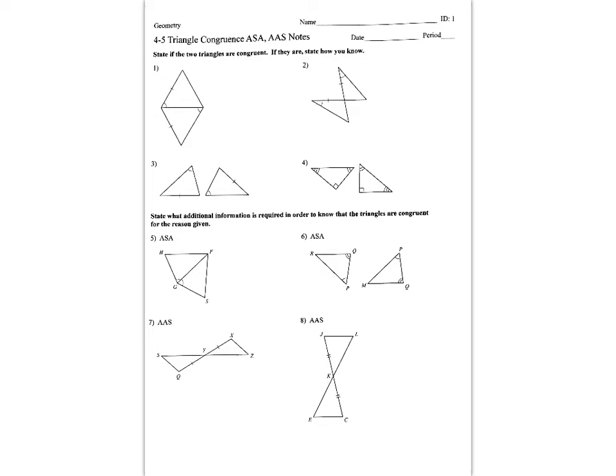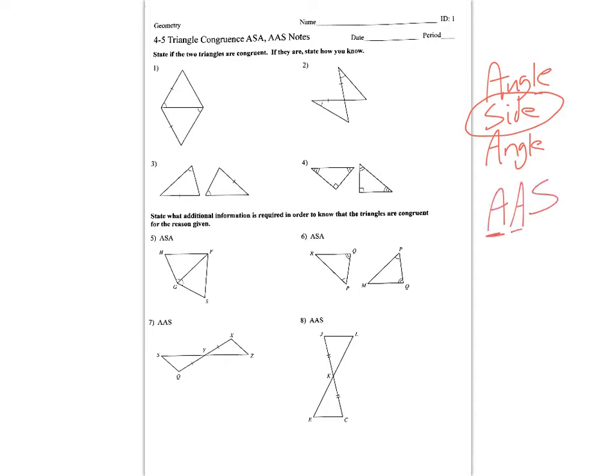Okay, so here we're going to do 4-5 triangle congruence using ASA and AAS. Very quickly, this is very similar to the previous lesson we just did. ASA is angle, side, angle. So again, the side has to be between the two angles. And then the next one is AAS, which is angle, angle, side. So that means the side has to be on the outside of the two angles.